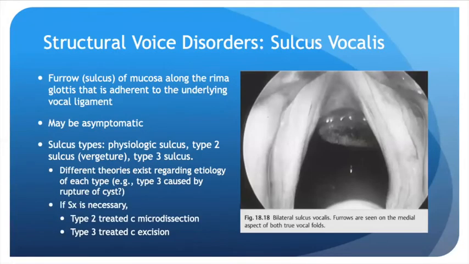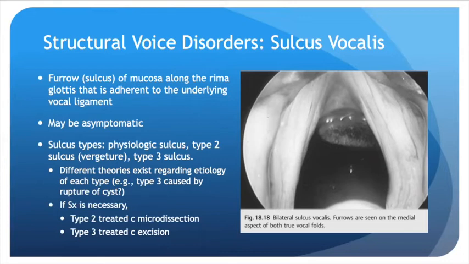Another disorder is sulcus vocalis. So a furrow, or kind of a longitudinal scar along the rim of the glottis, that's adherent to the underlying vocal ligament. So it's a little bit of a groove or a scar. It can be asymptomatic. You might not always see symptoms in a person with sulcus vocalis.